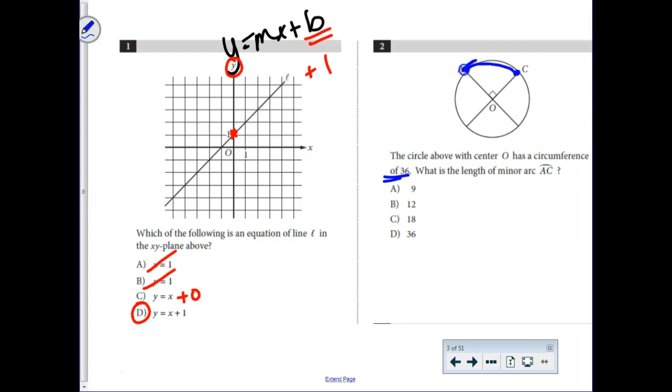Well, here's something kind of nice about standardized testing. When they give you a geometry picture, they work really hard generally to draw it to scale and proportion. So what does that box in the corner of that angle mean? 90-degree angle. And circles are how many degrees? 360. So a 90-degree angle would be a quarter of a circle. I think we're done. That arc would be a quarter of the whole circle. So what would be a quarter of 36? That'd be 9, yeah.